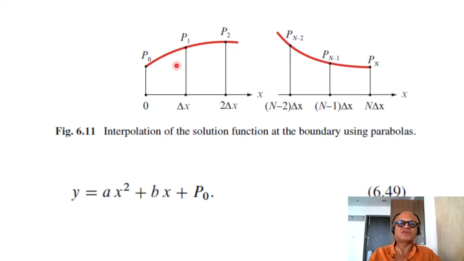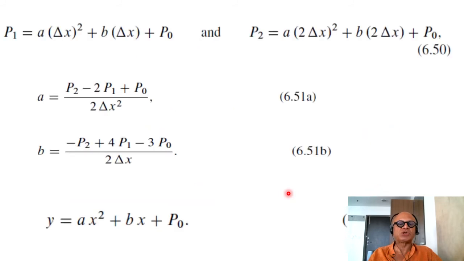You have to solve for the interior solution, prescribe the gradient at the boundaries, and then solve for the boundary value of the pressure. So interpolation of the solution function at the boundary using parabolas. You can go from the right boundary n delta x to the interior, and from the left boundary to the interior like this, by prescribing a parabola y equal to a x squared plus b x plus P0, and a similar equation for Pn, of course, and also for the meridional boundaries, a similar equation works.